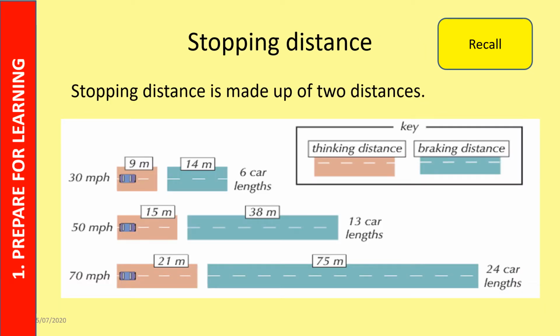Let's start by recalling our diagram of how stopping distance varies with speed. The first point is, I hope, quite obvious. The faster you are going, the larger your stopping distance is.